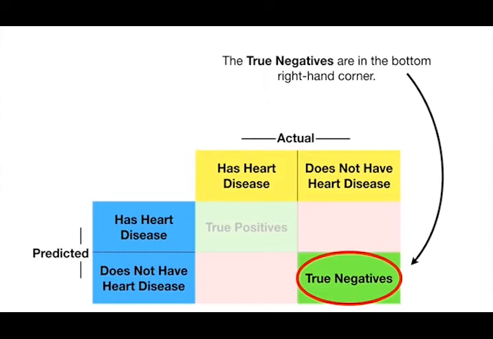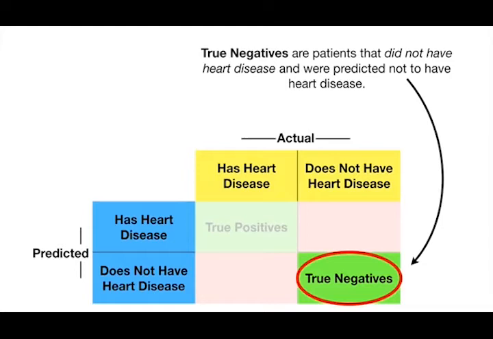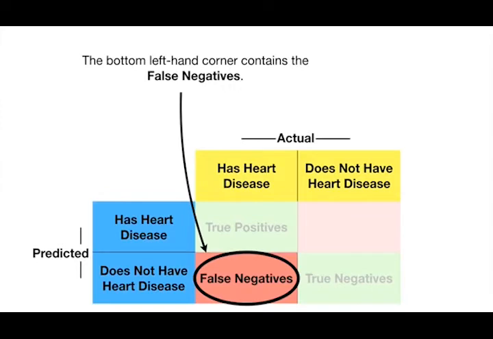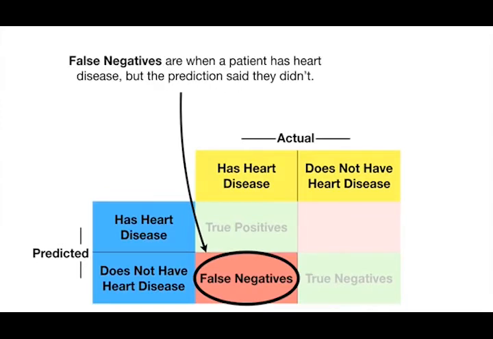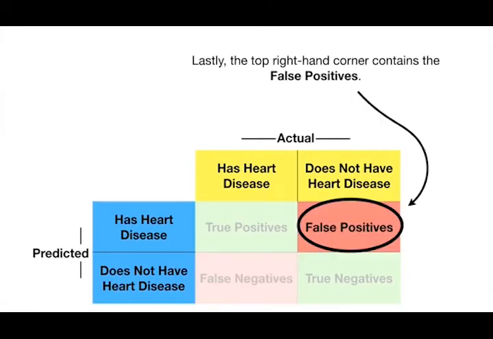True negatives are in the bottom right-hand corner. True negatives are patients that did not have heart disease and were predicted not to have heart disease. The bottom left-hand corner contains the false negatives. False negatives are when a patient has heart disease, but the prediction said they didn't.